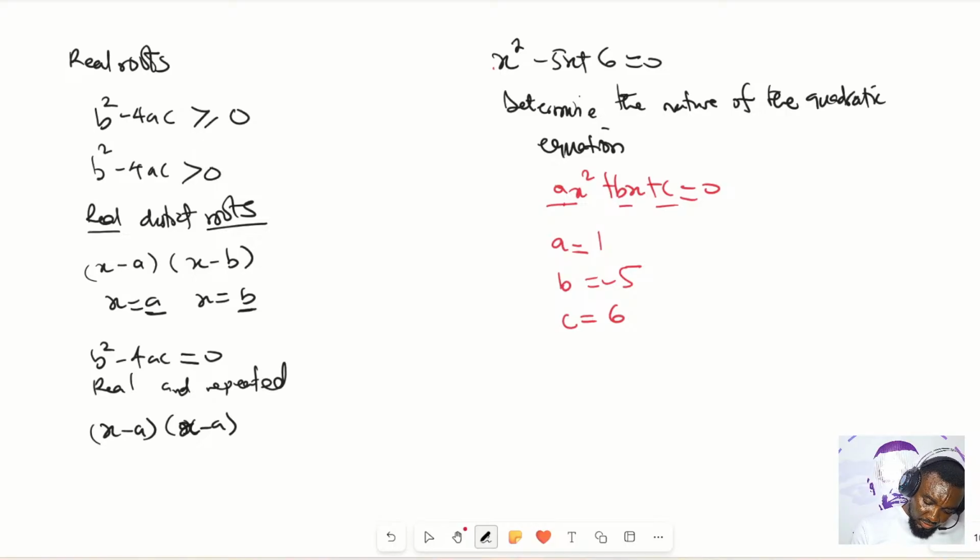the discriminant, which is what we call b squared minus 4ac. And then we'll look at the value. Once it is greater than 0, then we can say that that is actually a real and distinct root. Once it is equal to 0, then they are equal roots. We don't look at when it's less than 0. When it's less than 0, it means that those roots are complex. They are not real roots.